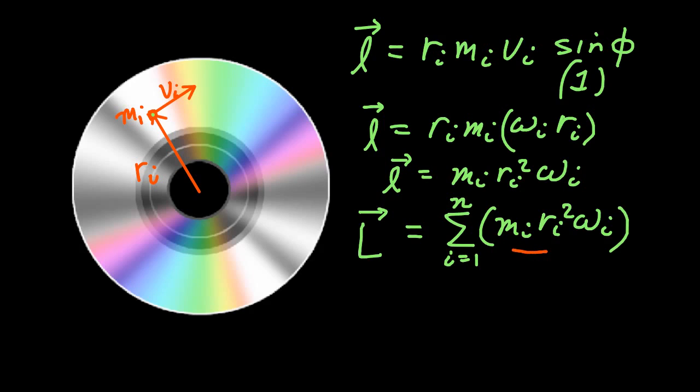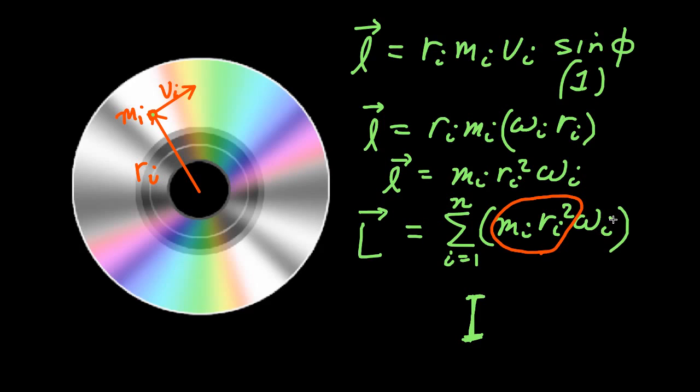Think back. What is this quantity here? What is m r squared? Do you remember what that is? If you remembered I for rotational inertia, you are correct. Congratulations. The summation of all of the disk's m r squareds, which is the summation of all of their individual moments of inertia, is equal to the whole compact disk's moment of inertia. So I here represents the total disk moment of inertia.